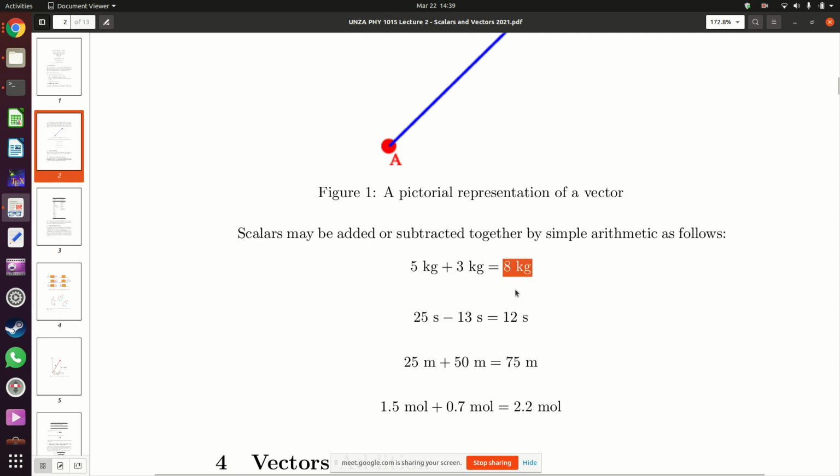You can do the same thing with vectors, but only if they are pointing in the same direction or if they are parallel to each other. We could say 5 newtons plus 3 newtons equals 8 newtons. This would only be possible if the forces we are talking about are parallel to each other or are acting in the same direction. Are we clear?